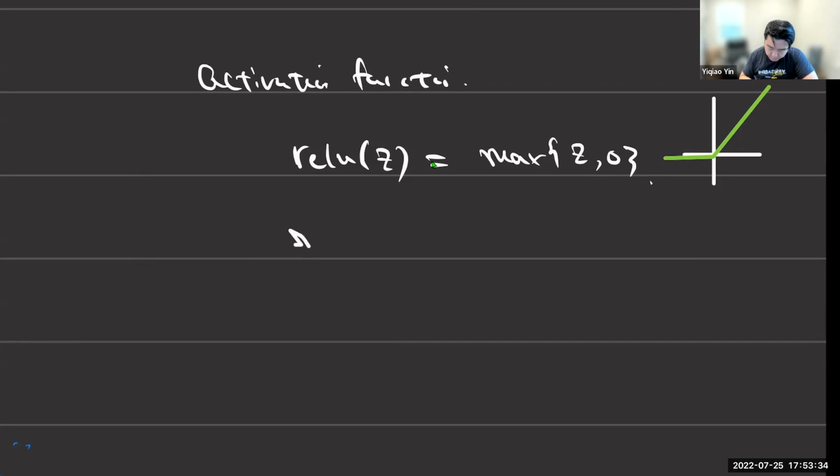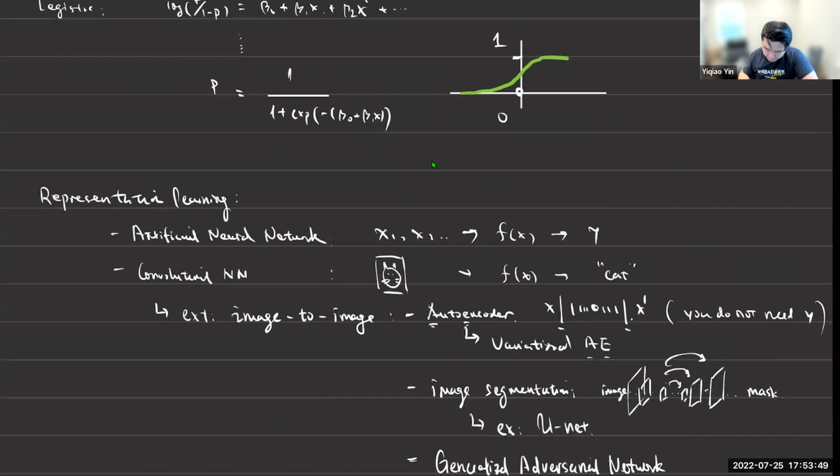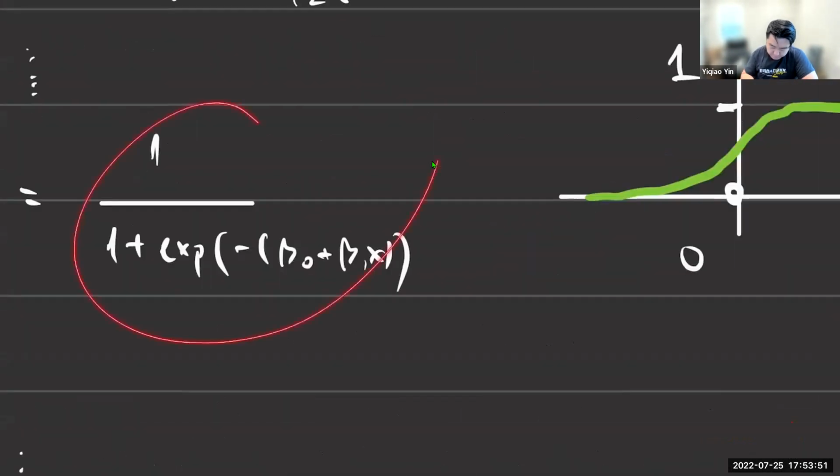Some other functions: sigmoid. Sigmoid, you know exactly what that is. It's pretty much what we talked about in the logistic regression model. You throw that in there, it's exactly the same function: 1 over 1 plus exponential minus z. This function is exactly the same as this function here. So this is also called sigmoid.